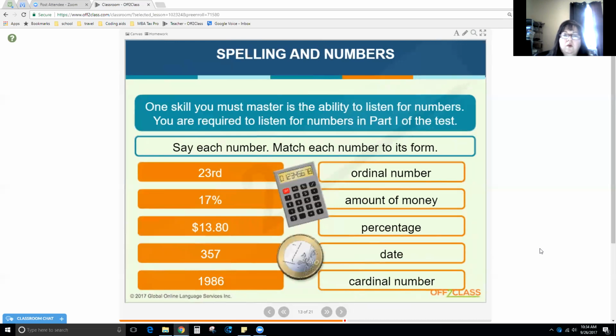Okay. One skill you must master is the ability to listen for numbers. You're required to listen for numbers in part 1 of the test. For me, as far as listening skills, this is the hardest thing. So if I'm listening for numbers, I have to write it down.